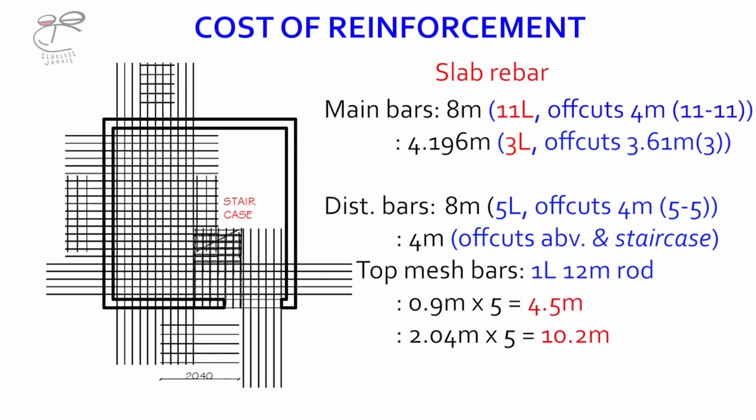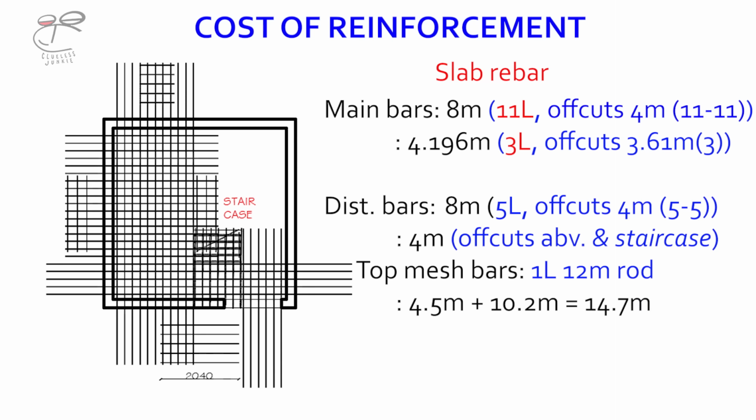If we add 4.5 meter to 10.2 meter, that gives 14.7 meter. And if we divide 14.7 meter by an average rod length, that gives 1.225 units. So that's roughly 3 lengths of 12 meter rod to complete the top mesh. If you wonder why this area was introduced, it is to provide a sort of a starter for the next flight of staircase if there be another staircase leading to the other floor.